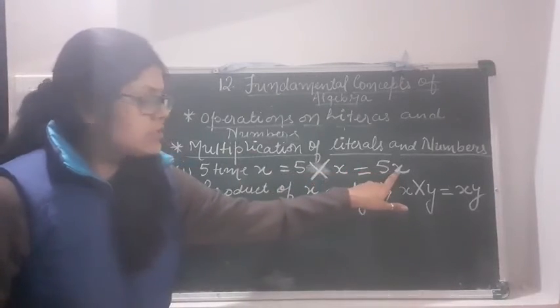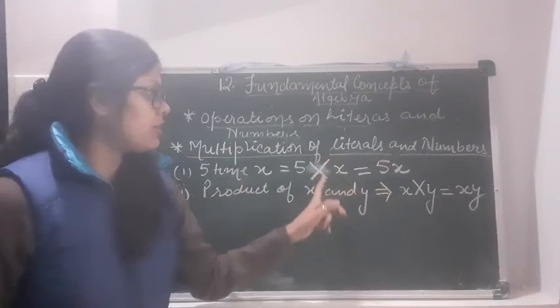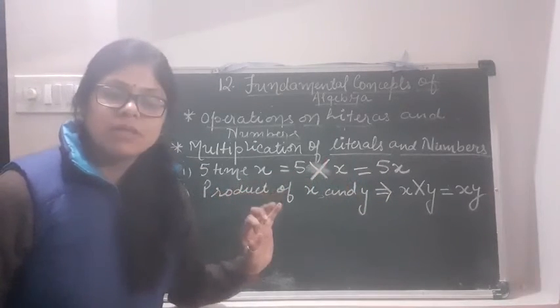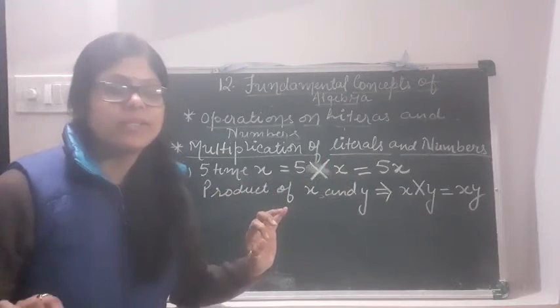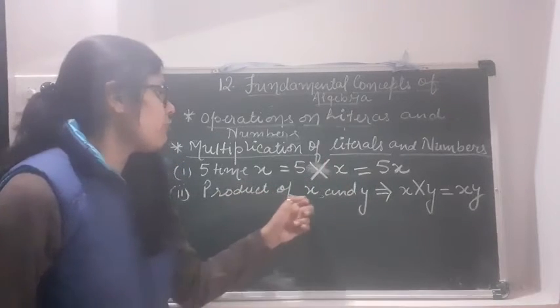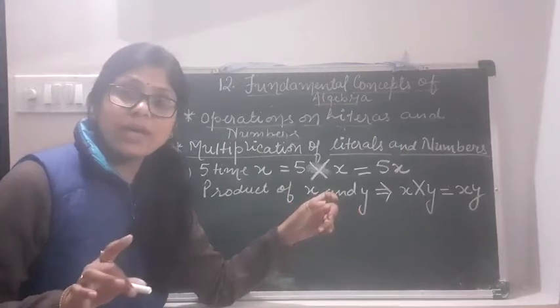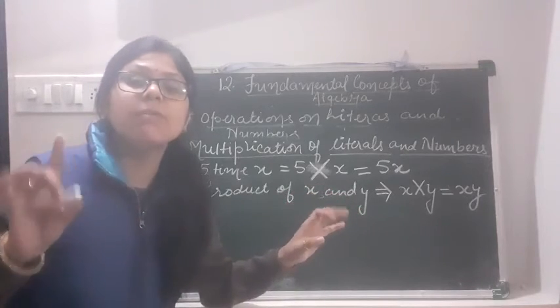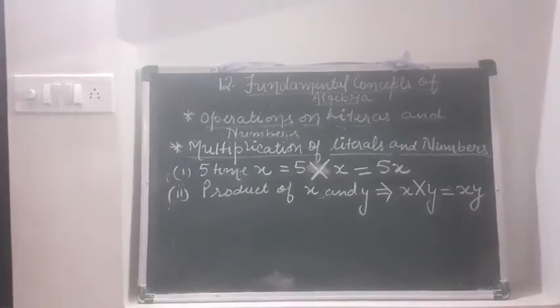Okay, see this one we are making, not this one we are making, else you will get confused. So 5x means 5 into x. When we are writing the product of x and y, that means x into y, that means xy. Means xy means what? x is multiplying by y.